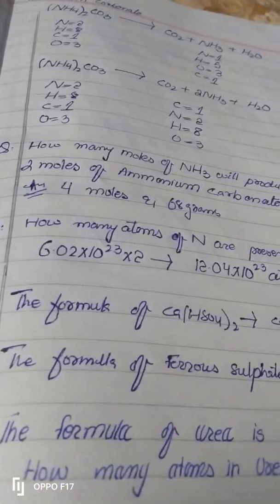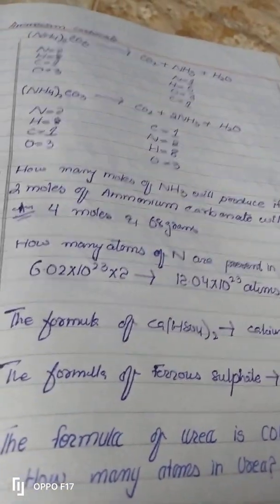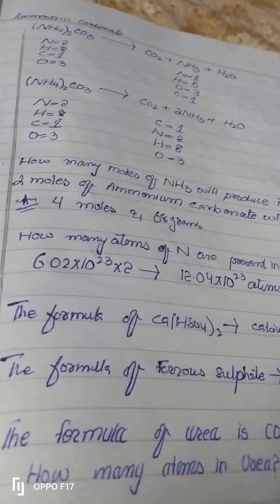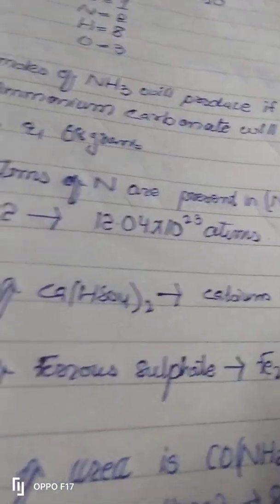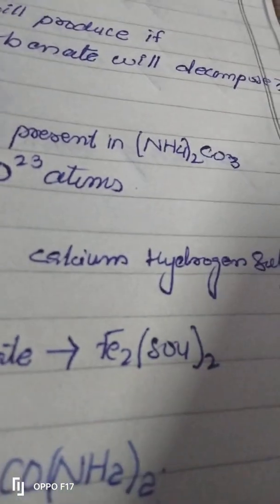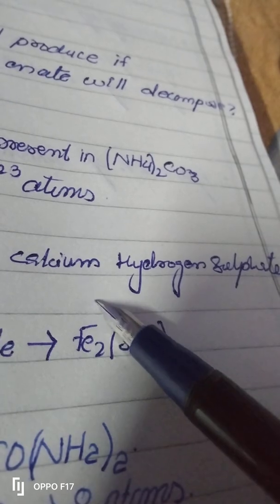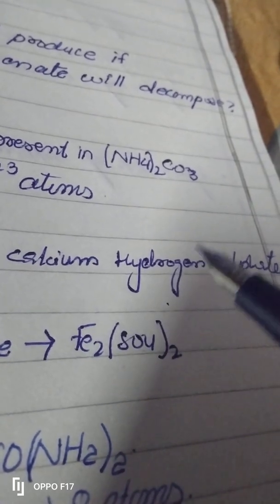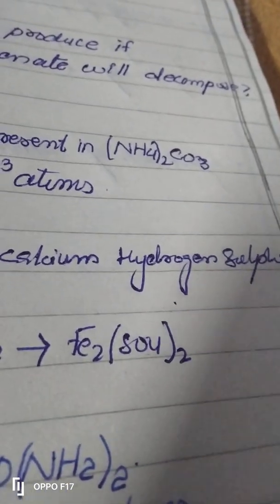The formula of calcium hydrogen sulfate is Ca(HSO4)2. This is the formula of calcium hydrogen sulfate. Okay, the formula of ferrous sulfate is Fe2(SO4)2. Over here you can see why we have used ferrous, not ferric: because here the oxidation state of iron is +2 and -2. So we actually balance the oxidation state, or you can say basically the charge.